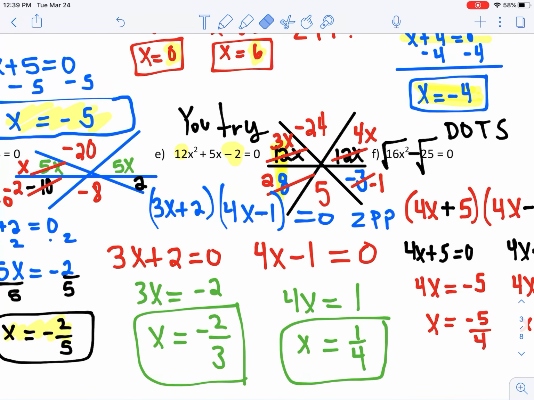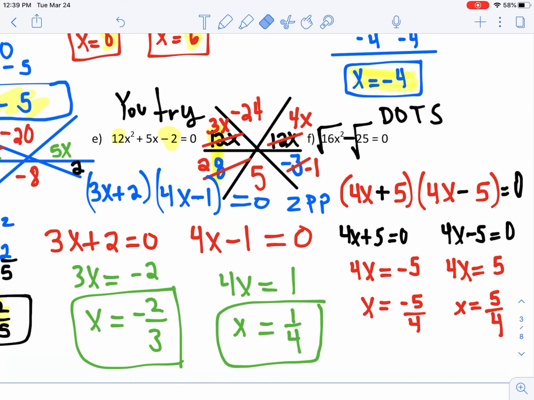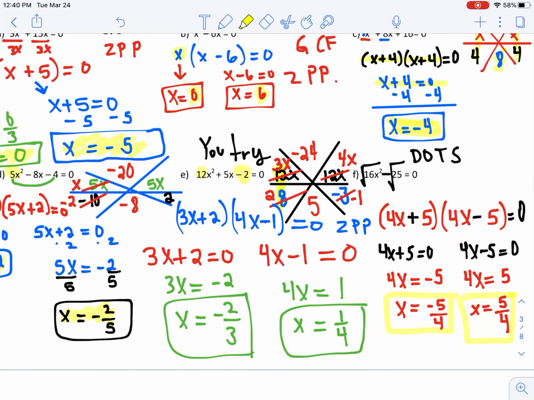That's all review. The next one we looked at was F, and we used the square root method. We made one positive and one negative, and we came up with 4x plus 5 and 4x minus 5, setting them equal to 0 to get solutions at x equals -5/4 and x equals +5/4.